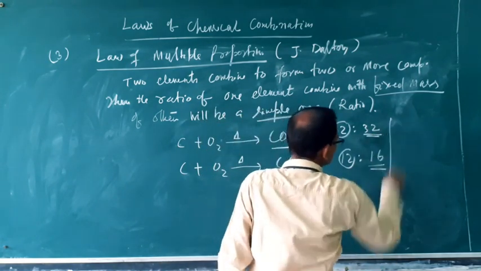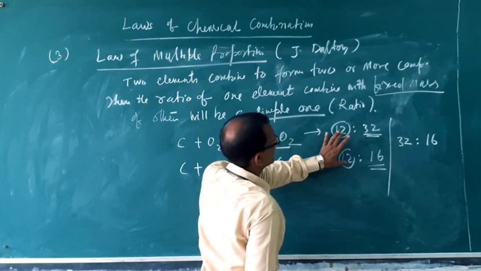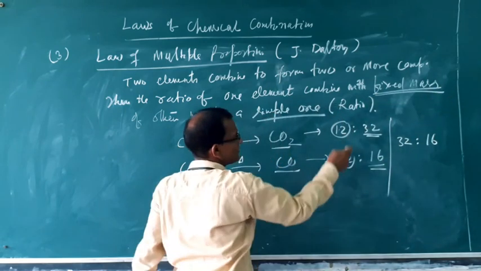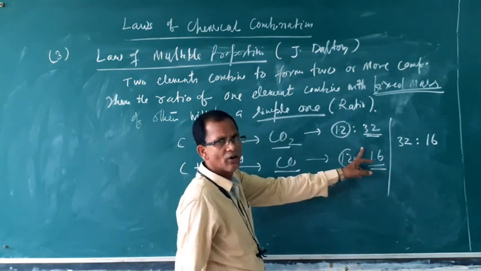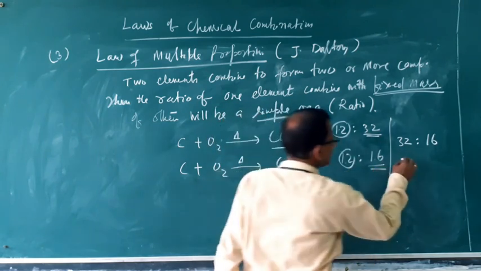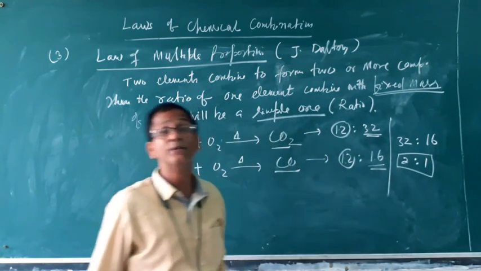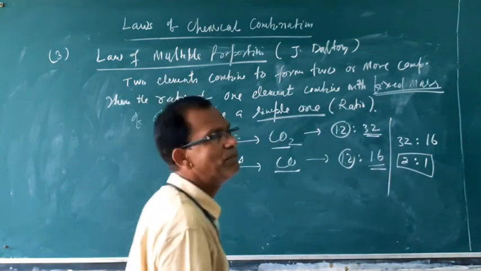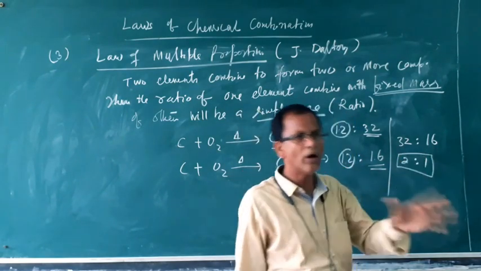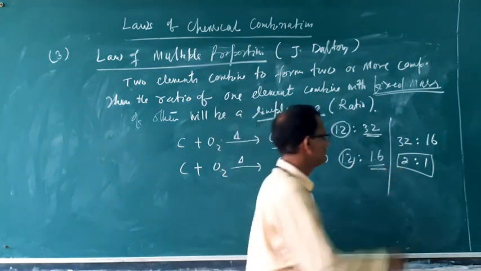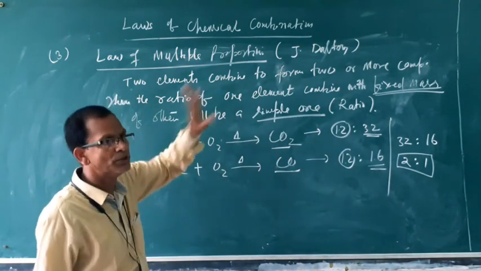So what is the value? Ratio 32:16. Because one is constant, we have to take the fixed mass. Here the fixed mass is carbon. The different mass is 32 and 16, that is oxygen. So 32 and 16, that is 2:1. 2:1 is a simple ratio, because it cannot be simplified. Simple ratio means which has no common factor. That's why it satisfies the law of multiple proportion.